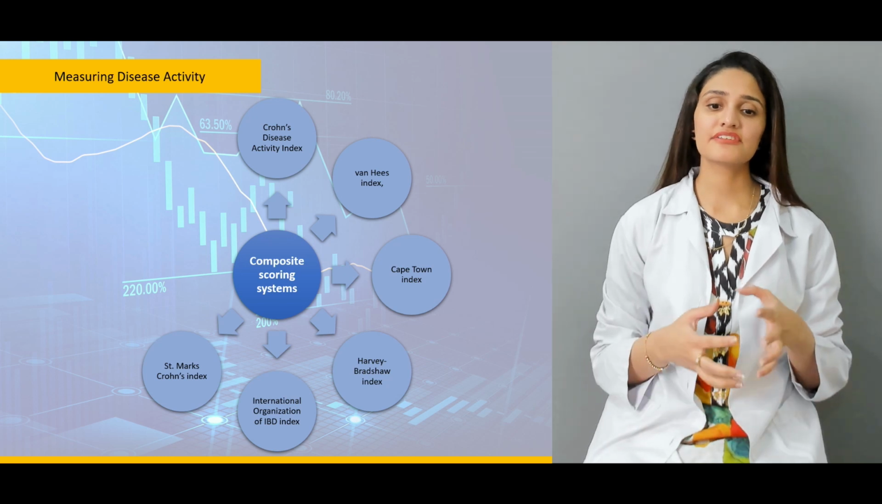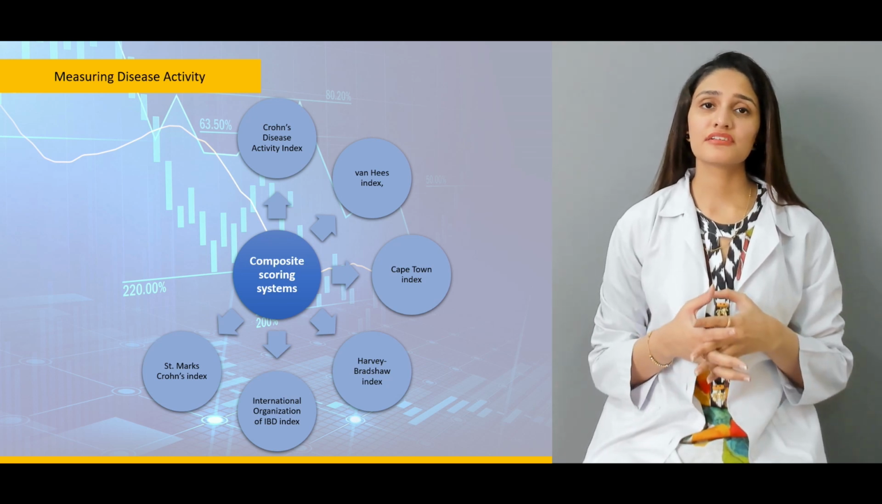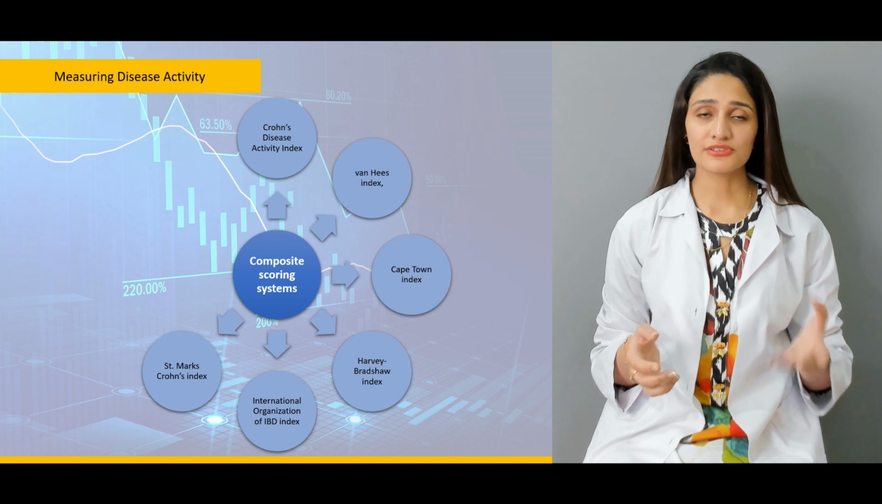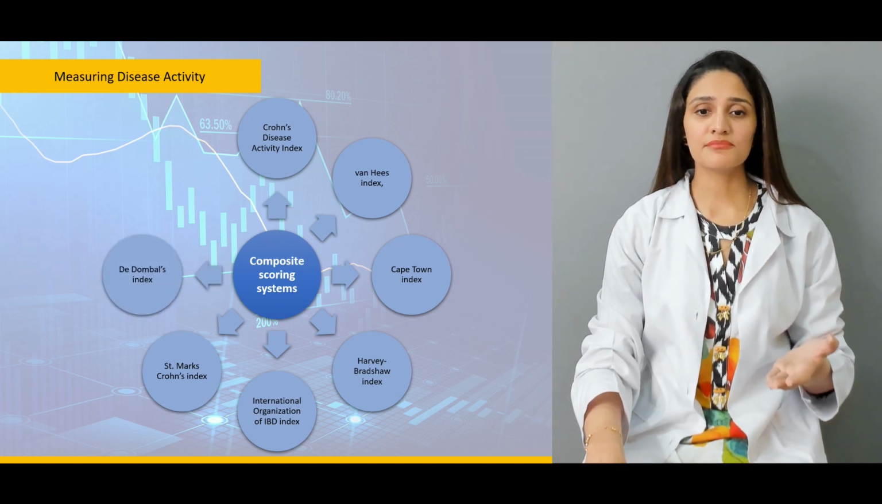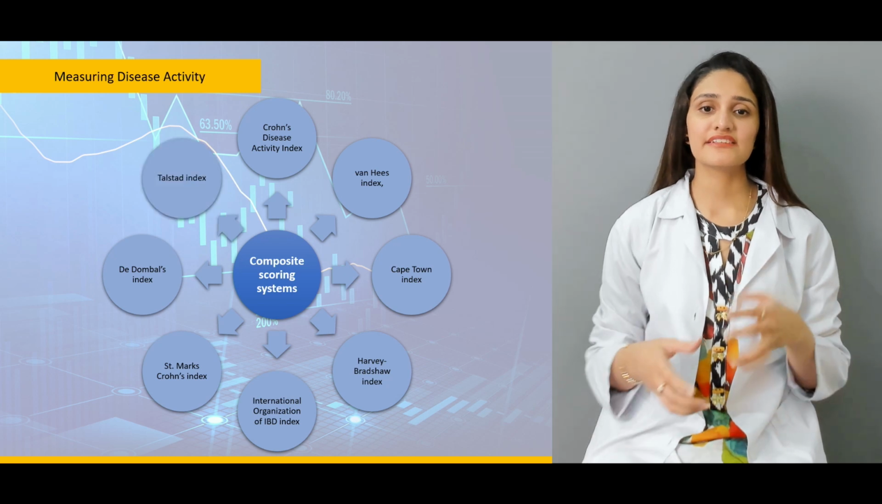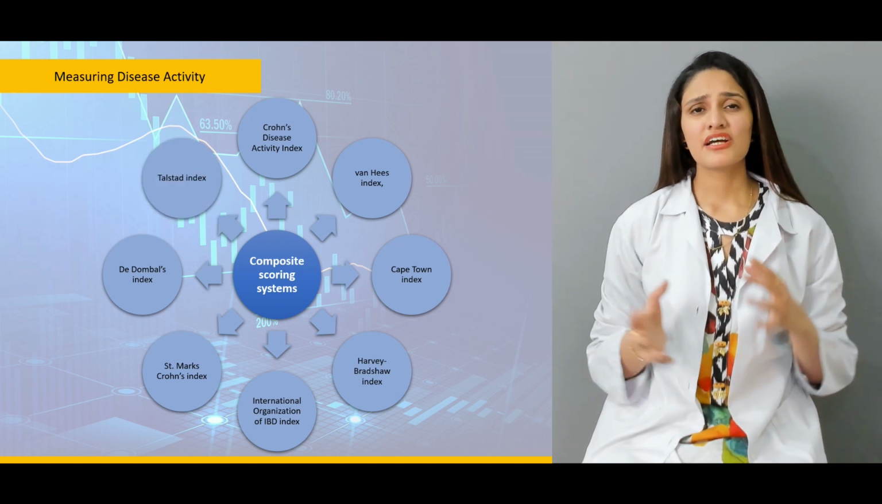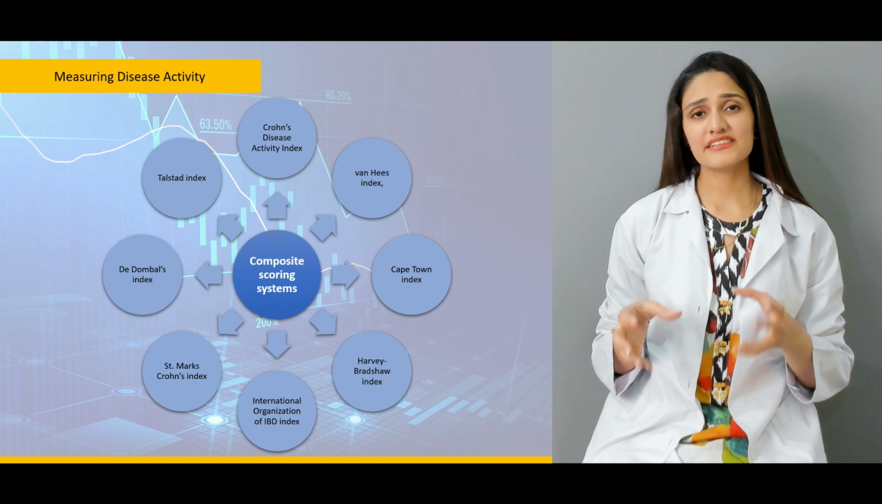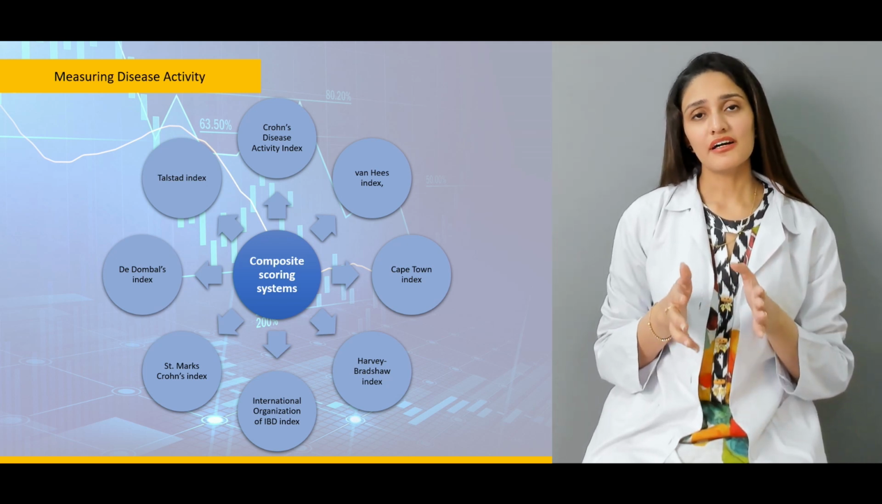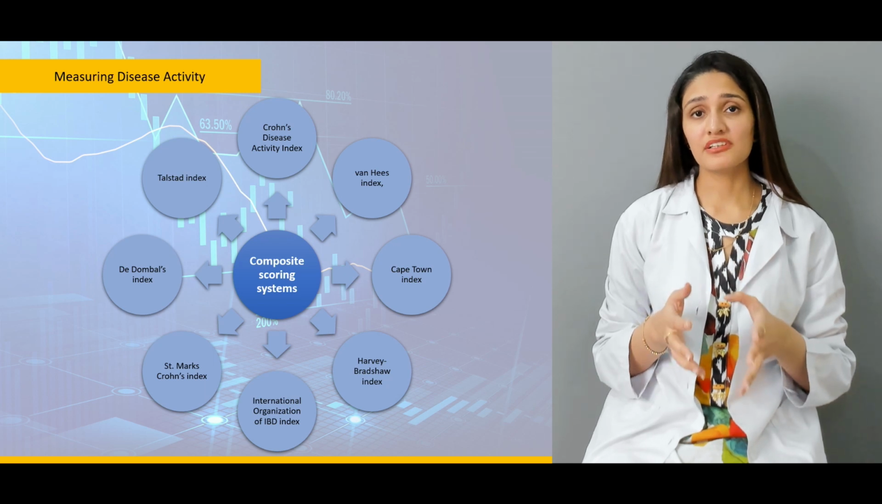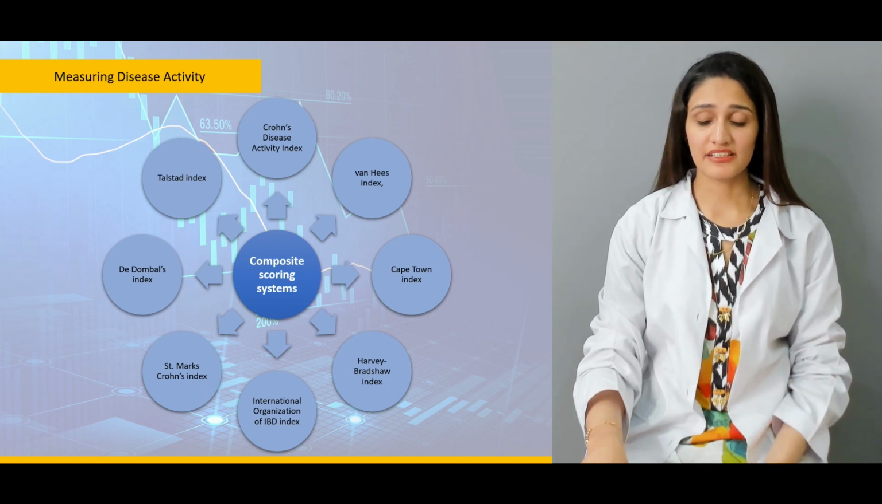Other than that, there is the St. Mark's Crohn's index, which is also popular but rarely used. Then there's the Dombal index, and lastly, there's the Talstad index. These indices have very rarely been used, but the foremost popular index is the Crohn's Disease Activity Index.